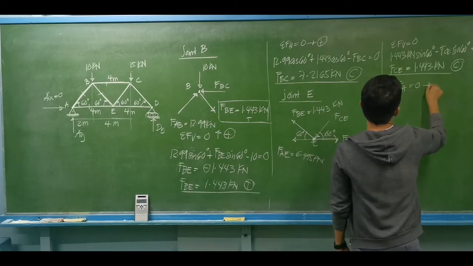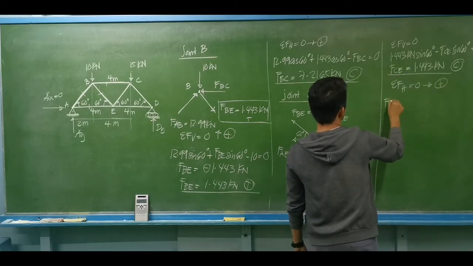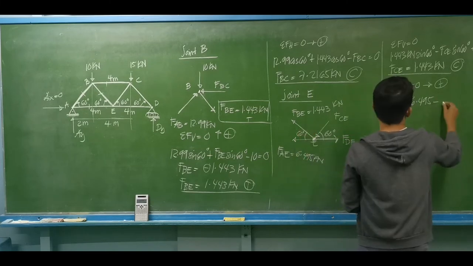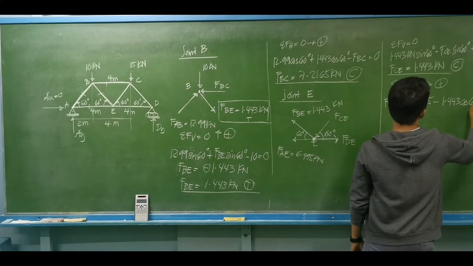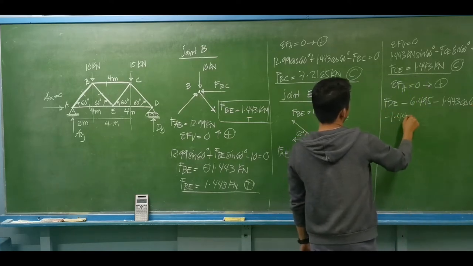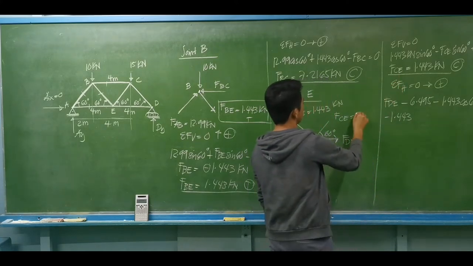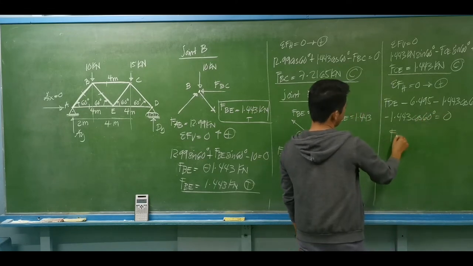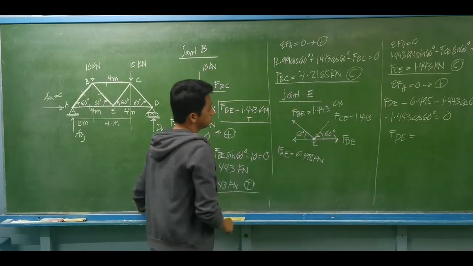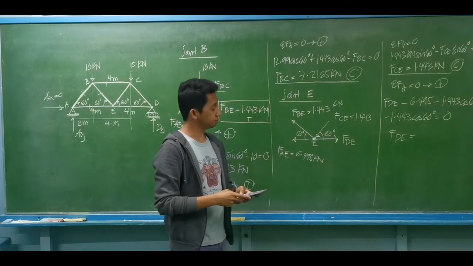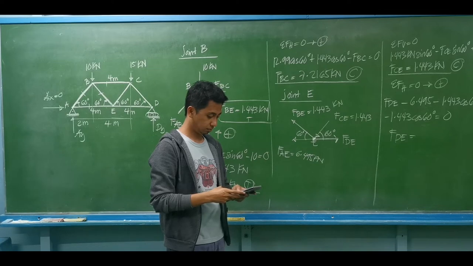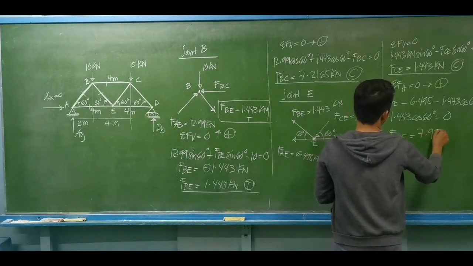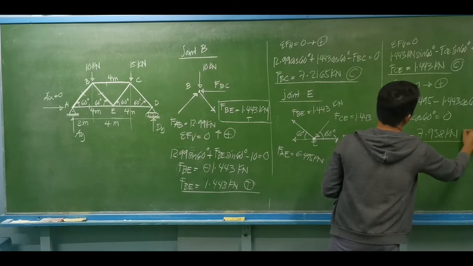So this is by summation of forces horizontal equal to 0, the right forces to be positive. This is axial force DE minus 6.495 minus 1.443 horizontal component, cosine of 60 degrees, minus 1.443 horizontal component for CE, 1.443 cosine of 60 degrees equal to 0. This will be the axial force for member DE. So we'll be having a value of 7.938 kilonewtons, and it should be under tension.